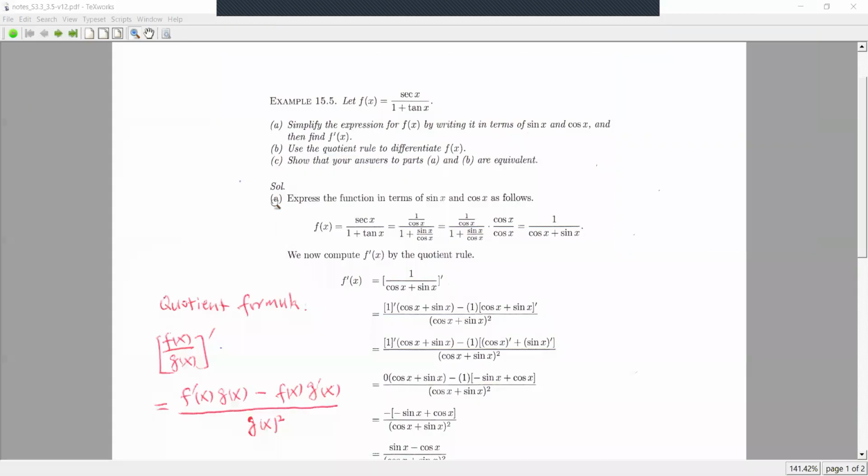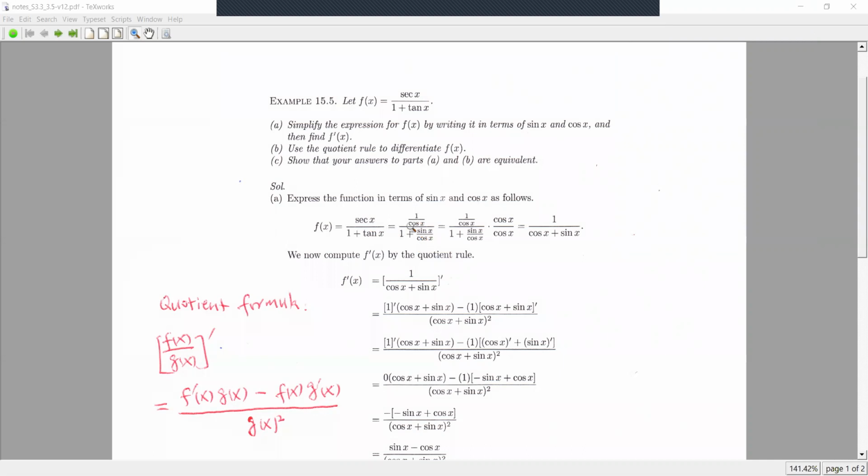Solution to part A. Write the function f in terms of sine and cosine. Recall that secant is 1 over cosine. Tangent is sine over cosine. Therefore, we have this equation.